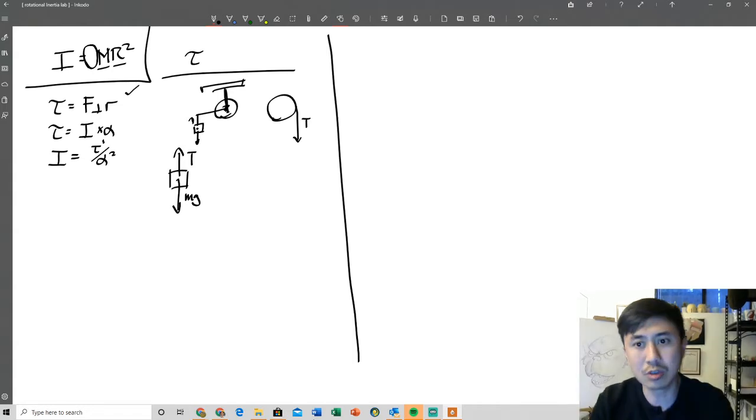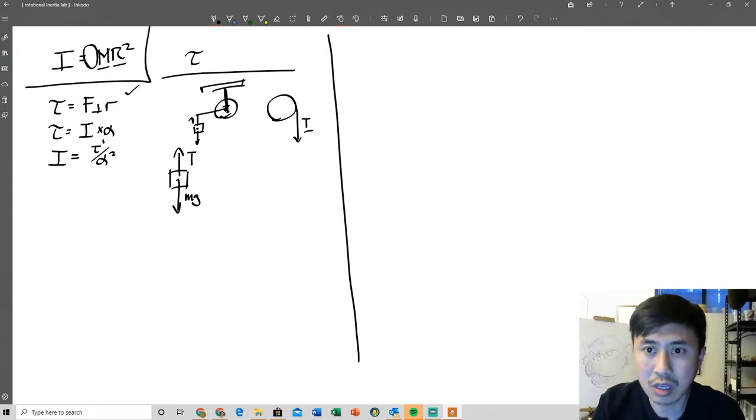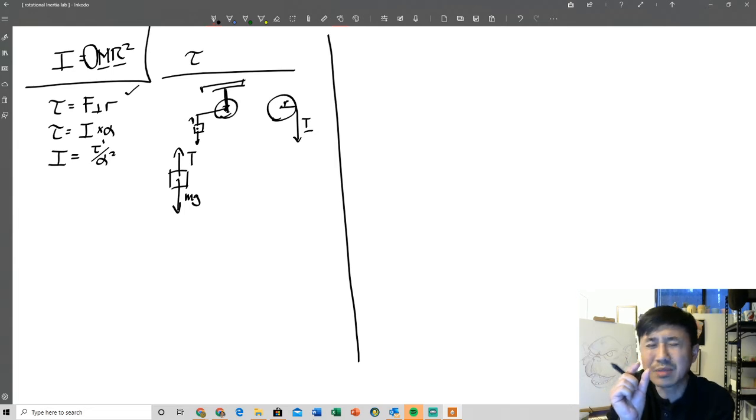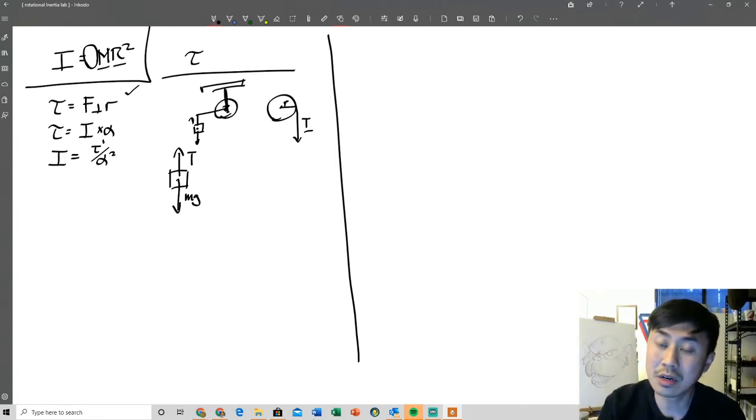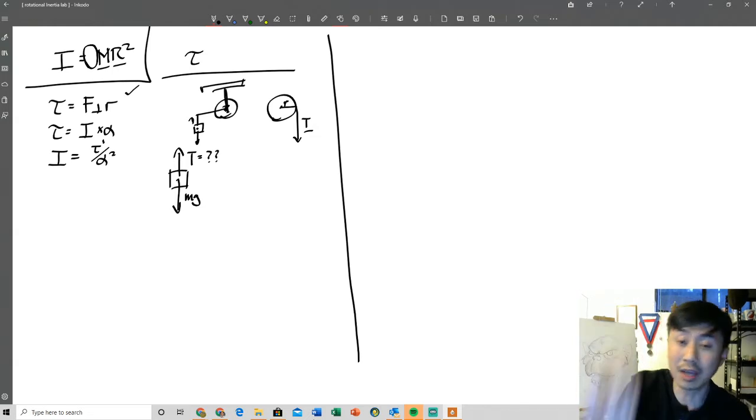So all we need to do is take this tension and multiply it by the radius, right? The radius of the little PVC pipe. It's going to be tiny, like 1.1 centimeters. But finding that tension is a little bit difficult. So what is that tension? It's not mg. If it was mg, the mass wouldn't fall down.